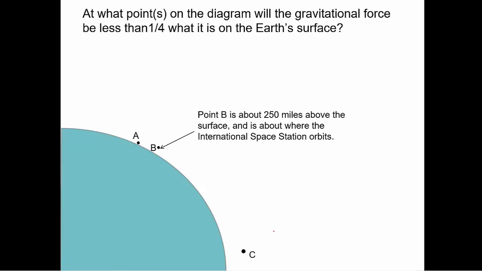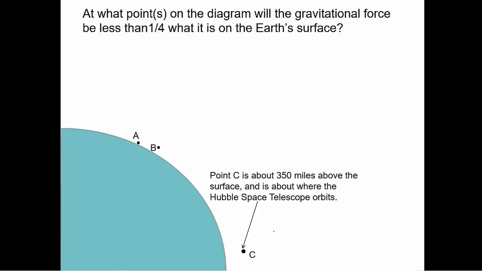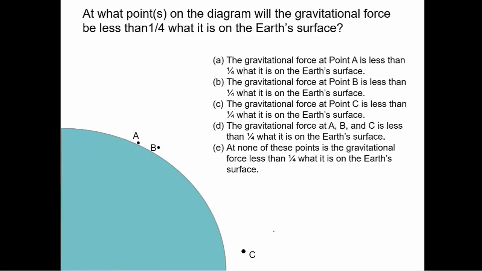Point B is about 250 miles above the surface, and that's about where the International Space Station orbits. And then point C is about 350 miles above the surface. That's about where the Hubble Space Telescope orbits. So here are your choices.